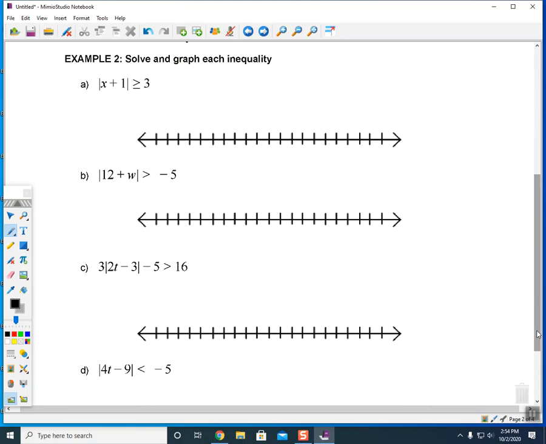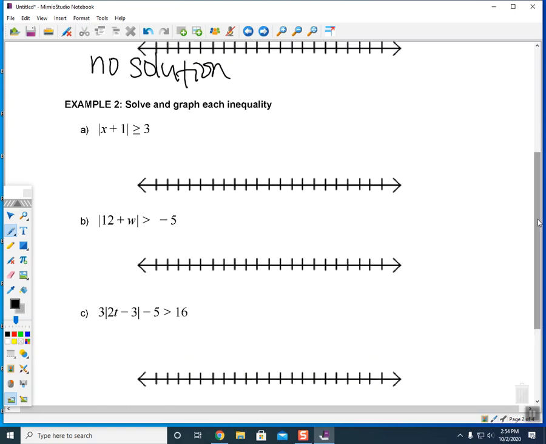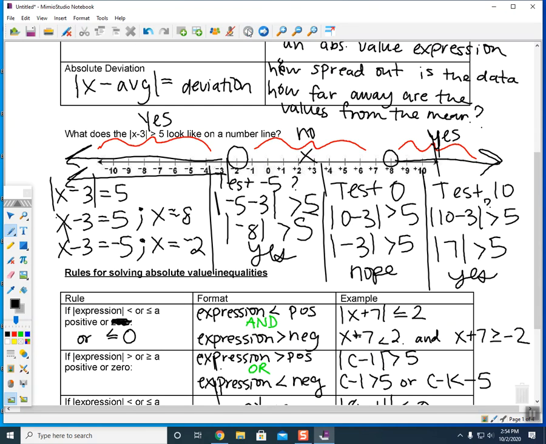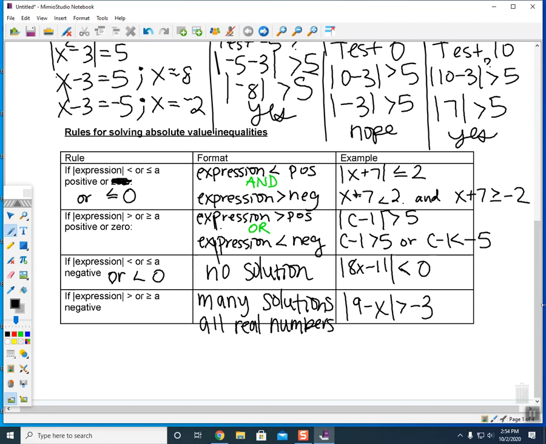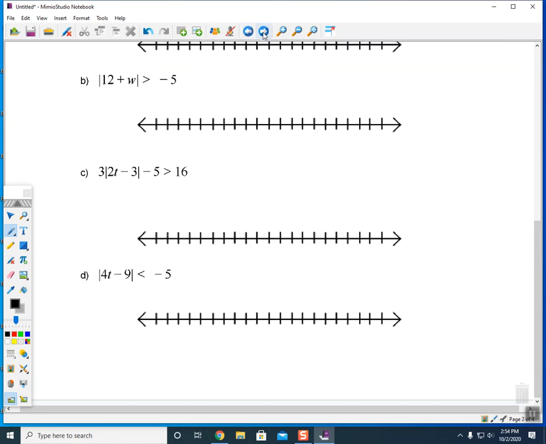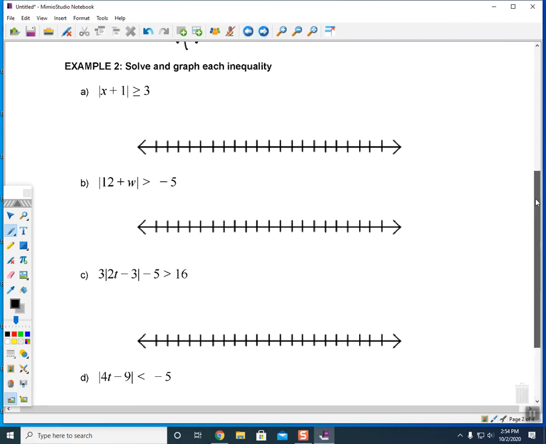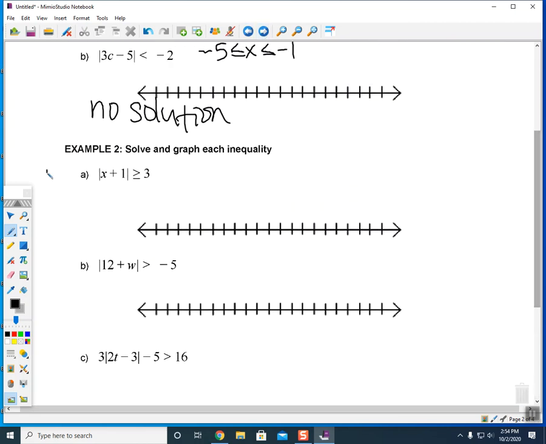So my next one, I've got x plus 1 is greater than or equal to 3. If I look back, I've got greater than or equal to. I need to come down and look at my chart. Greater than or equal to is this guy here, right? So I'm looking at an or statement. So this one is going to be or. I'm just going to make a comment, or that does not look anything like the word or. I'm making a note over here.